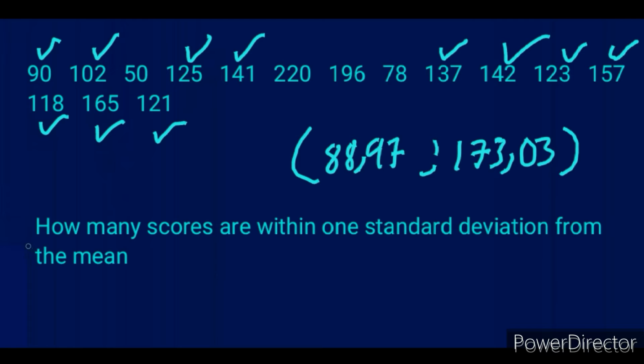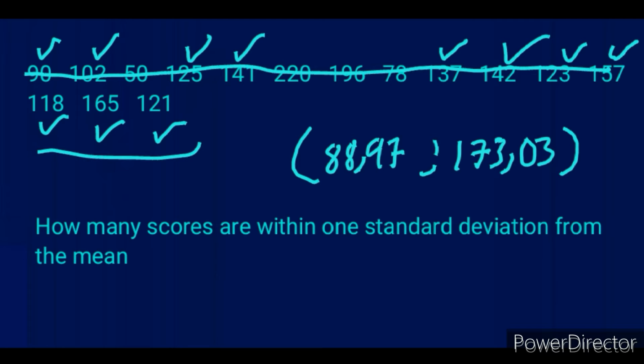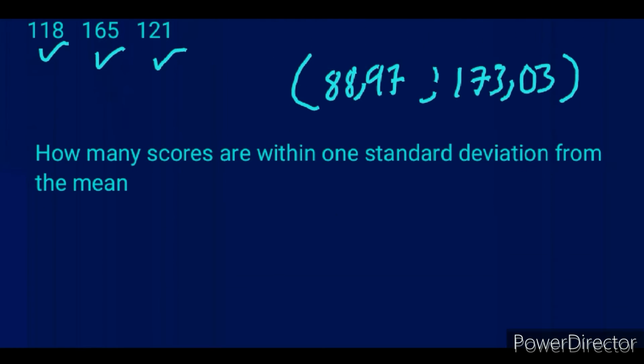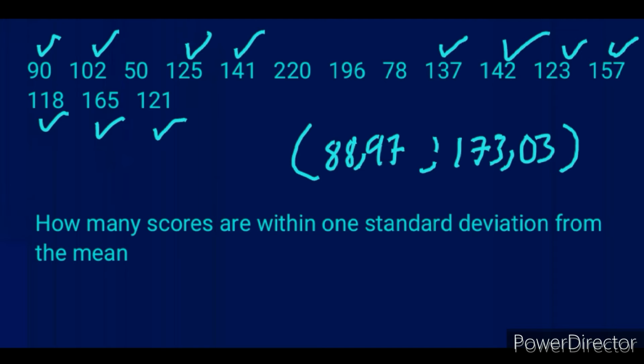This question says, how many scores are within one standard deviation from the mean? So the number of scores that are within, we had 1, 2, 3, 4, 5, 6, 7, 8, 9, 10, 11. So the answer to this question is 11 scores. So that's how we do it. So 11 scores are within one standard deviation from the mean. So let's just look at another type of question.